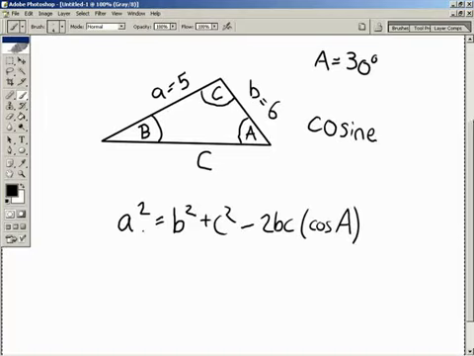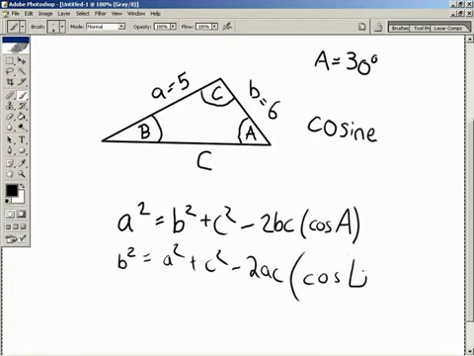Now what happens if we swapped every single B with an A and every single A with a B in this formula? What would the new formula become? B squared equals A squared plus C squared minus 2 times A times C cosine of B, capital B. Yeah. So that's formula 2.